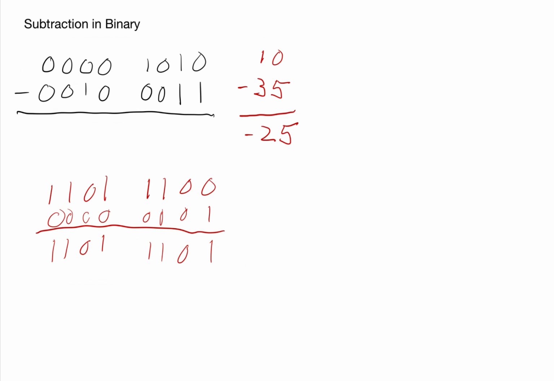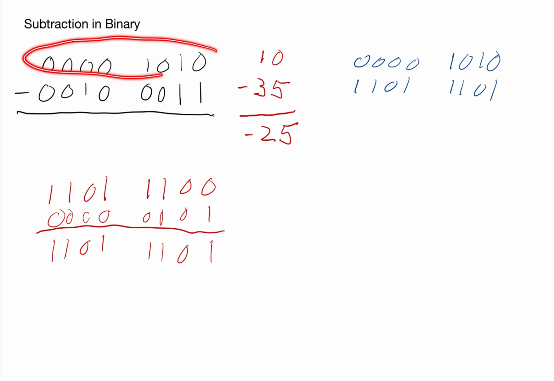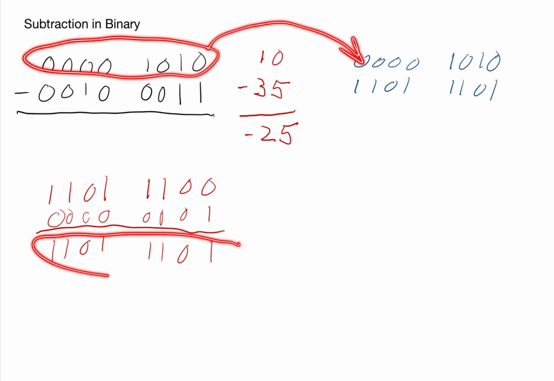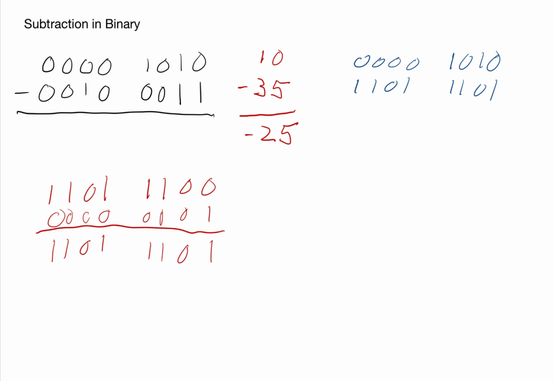Now let's go ahead and do our math. So we'll put 10 over here. And we'll put negative 35 down below it. So the positive 10 goes up here. The negative 35 goes right there. And when we're done, all we have to do is add them. And this becomes our final answer.